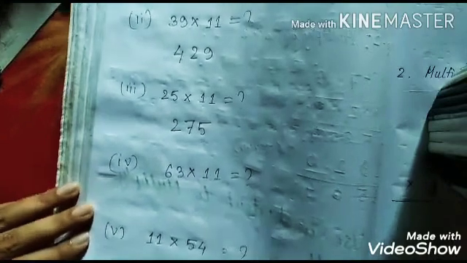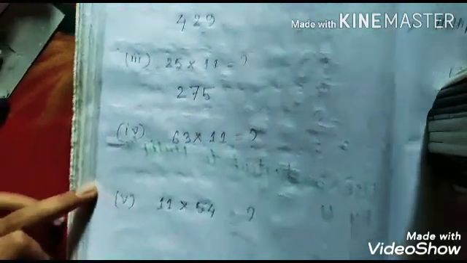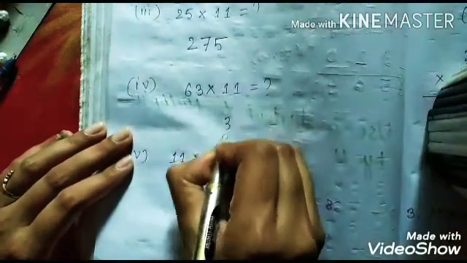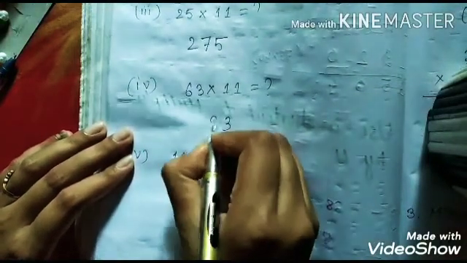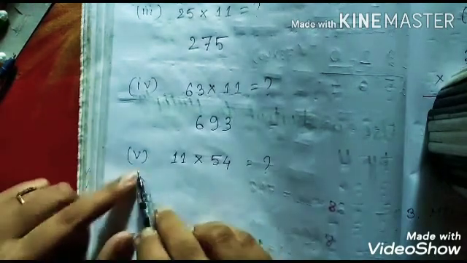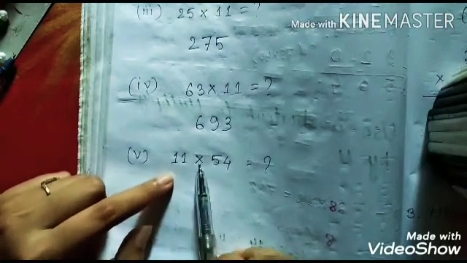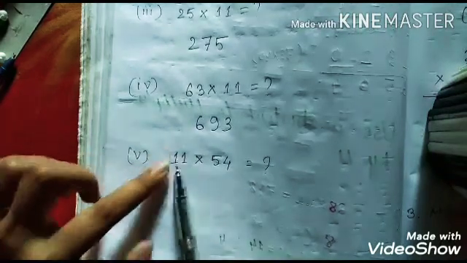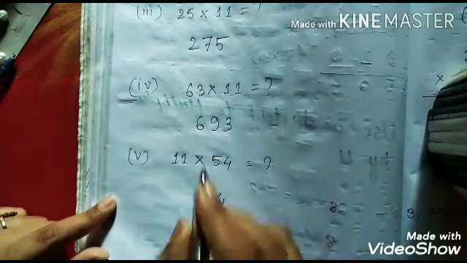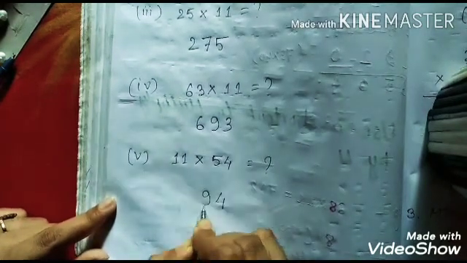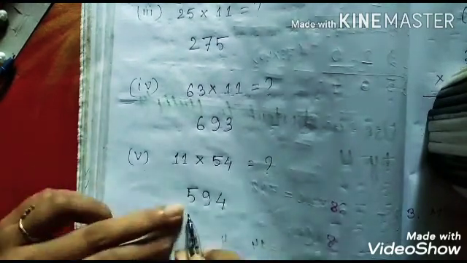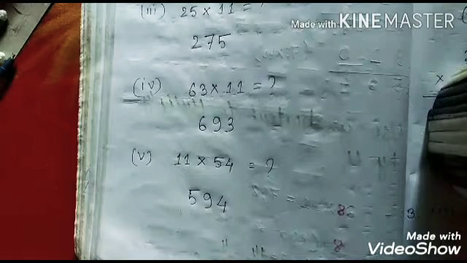Okay, next we have 63 into 11. Here you can see we have to write the ones place as 3, then 3 plus 6 is 9, and as there is no carry, 6 will remain as it is. And similarly in the fifth question, 11 into 54. Other than 11 you have to see here. 4 is there, so I have to write 4 here, then 5 plus 4 will be 9, and as there is no carry, 5 will remain as it is, and your answer will be 594. So in this way you have to do this.